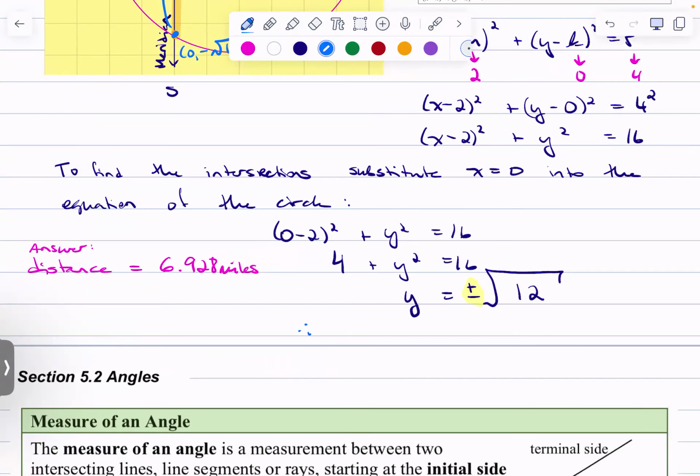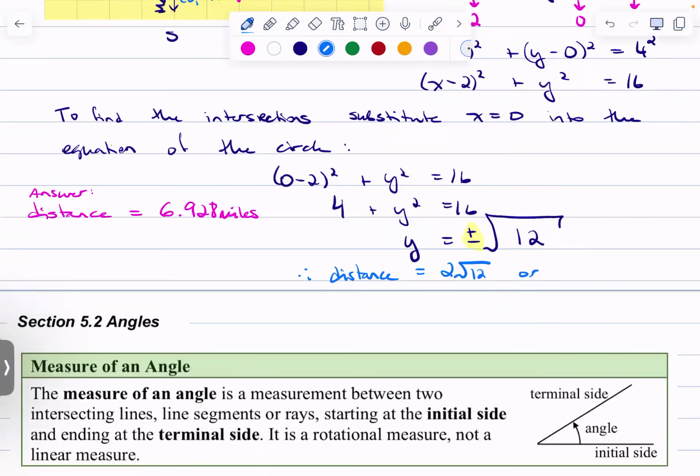And so therefore, the distance is 2 root 12, or hopefully it's 6.928 miles. Otherwise, what I stole is no good. 6.928 miles.